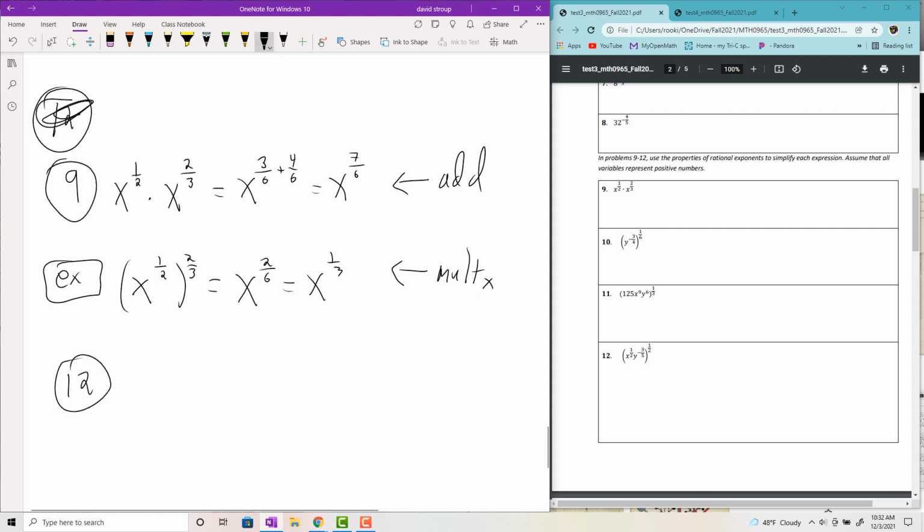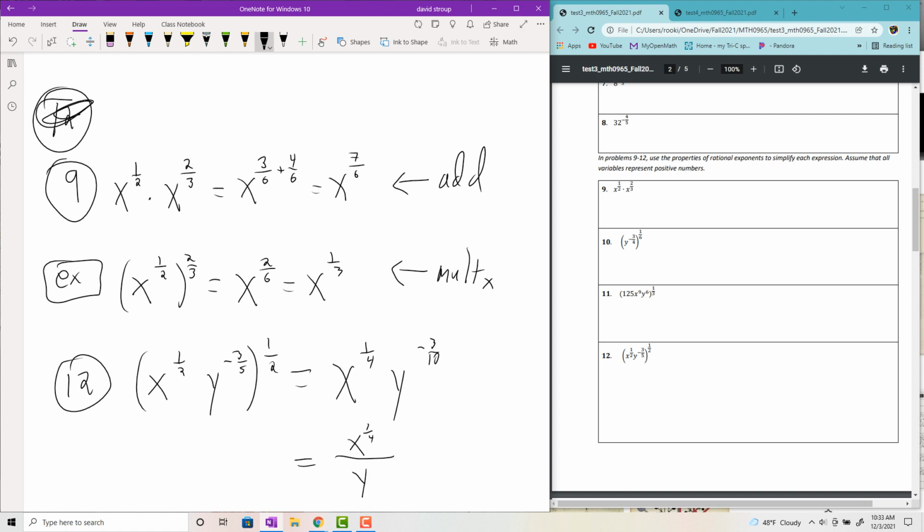All right, let's try number 12. So this is the case where you're multiplying, right? So I have x to the 1/2, y to the negative 3/5, and then raised to the 1/2. So now you multiply. So I got x to the 1/2 times 1/2 is 1/4. Y to the negative 3/10. We don't like negative exponents, so we drop that y to the negative 3/10 to the denominator. You get x to the 1/4 all over y to now the positive 3/10. It only changes the sign of the exponent when you do that.